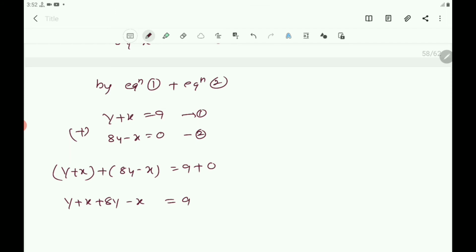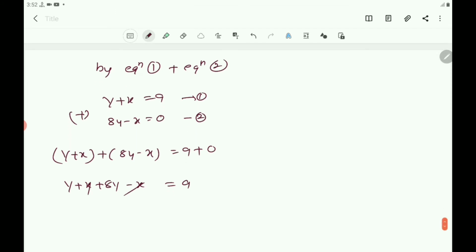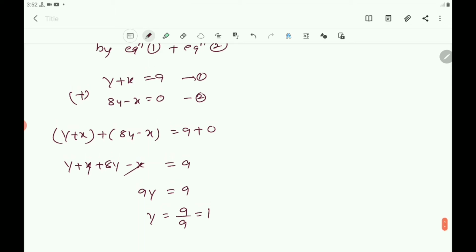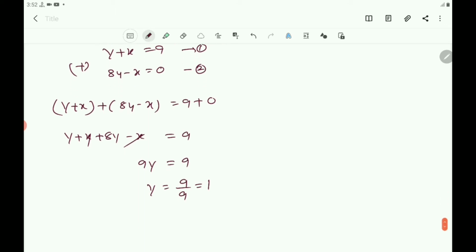Y plus x plus 8y minus x, the x cancels. So y plus 8y is 9y, equals 9. 9y equals 9, so y equals 9 by 9, which is 1.